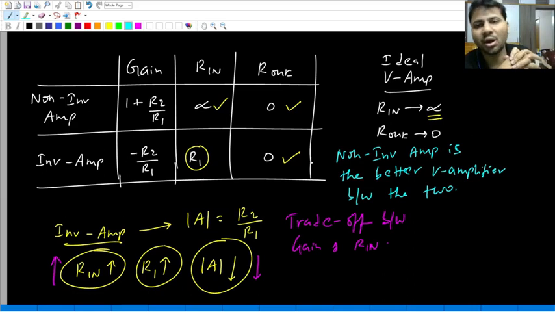So from tomorrow onwards, we'll start looking at the other two use cases, which are op-amp without feedback and also op-amp in positive feedback. I hope everything is clear up to this point.